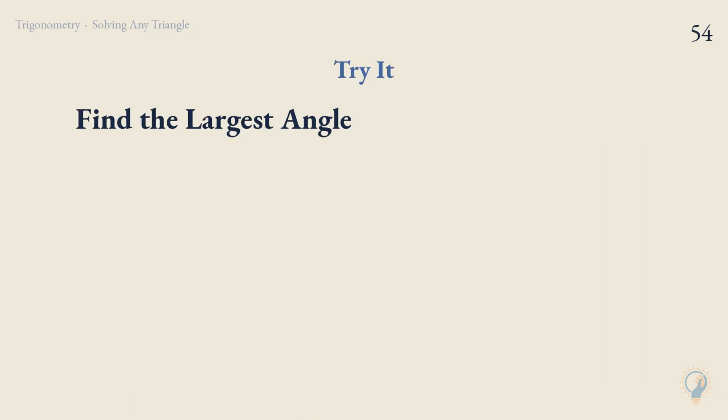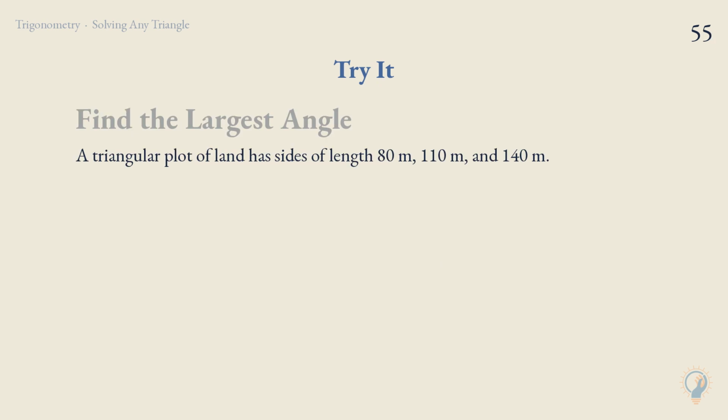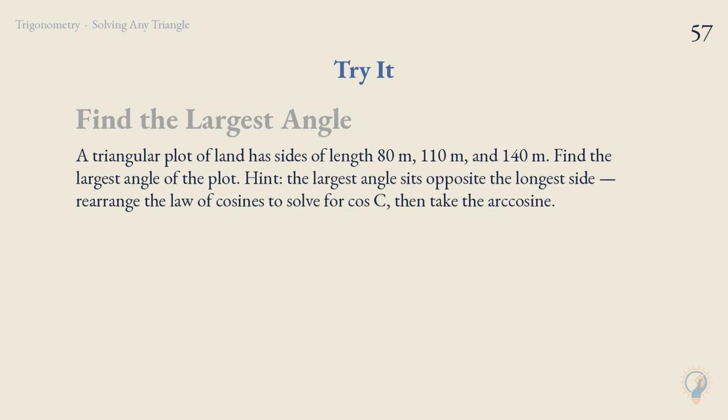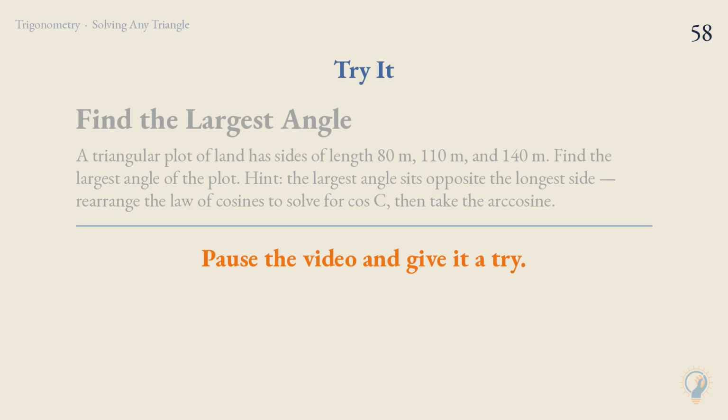Try it. Find the largest angle. A triangular plot of land has sides of length 80 meters, 110 meters, and 140 meters. Find the largest angle of the plot. Hint: the largest angle sits opposite the longest side. Rearrange the law of cosines to solve for the cosine of C, then take the arccosine. Pause the video now and give it a try.